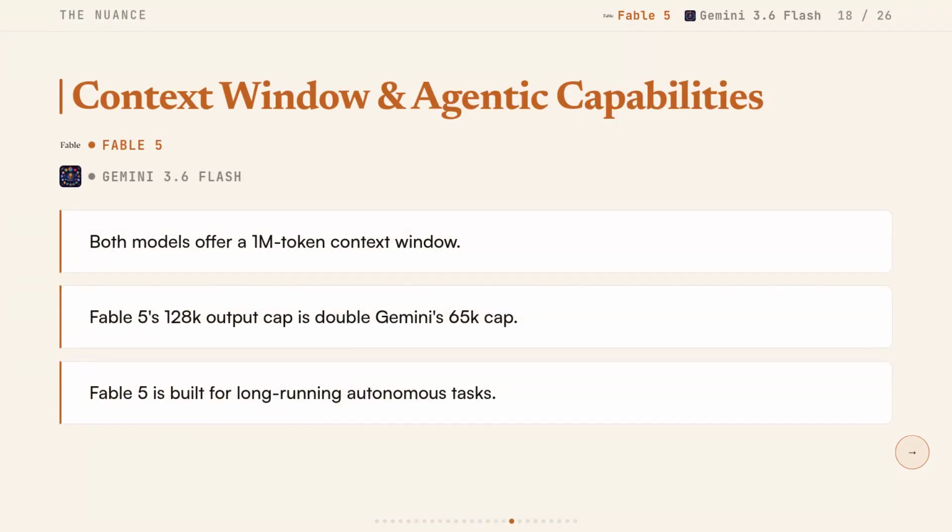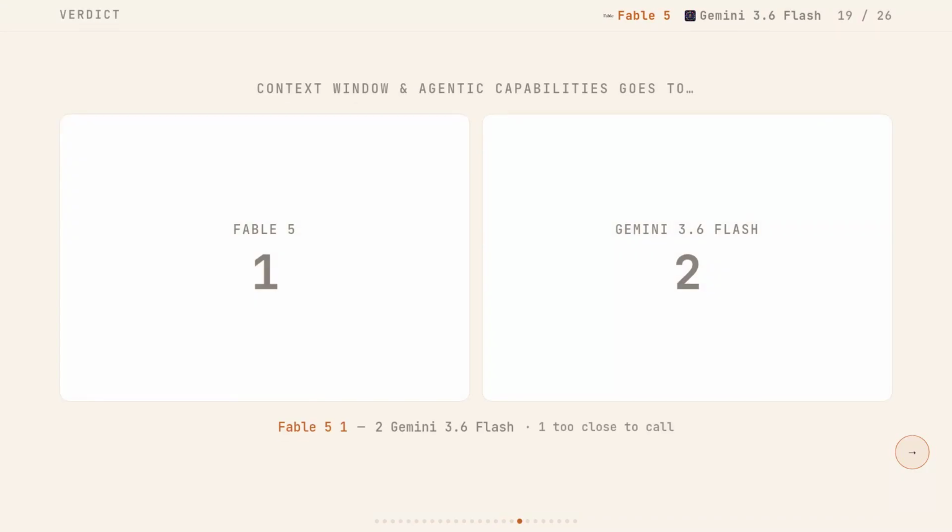Now, the gap on output tokens is real, but it's only going to matter for long-form generation or extended agentic runs. For most everyday tasks, 65,000 output tokens is more than enough. So this one really depends on your use case, and the context window tie means neither model has a structural advantage on input. This one's a tie. Both models match on context input at 1 million tokens. And while Fable 5's 128,000 output cap is a real edge for long-form agentic work, it doesn't change the score here. Scoreboard stays at 2 for Gemini 3.6 Flash, 1 for Fable 5 with 1 tied.